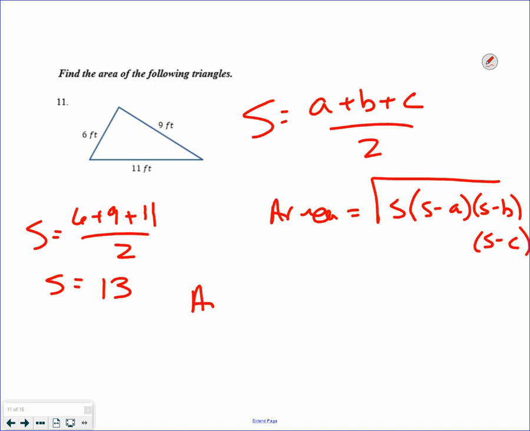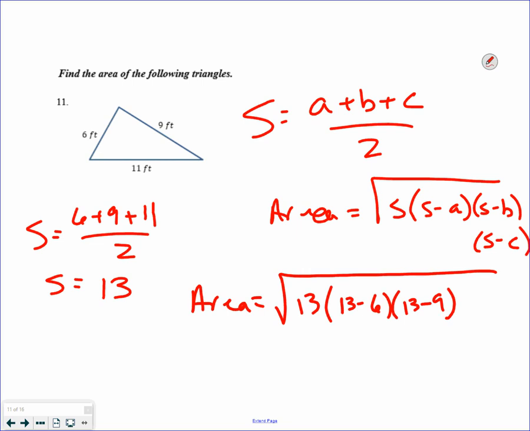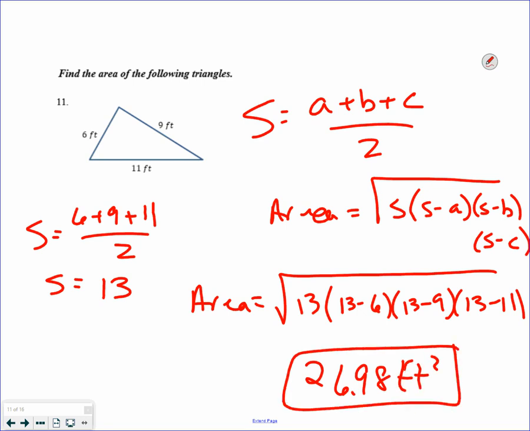So now, using a calculator to find the area, and I'll show my work here: S minus A, 13 minus 6, 13 minus 9, and 13 minus 11. And so taking that into account, you get 26.98, and it's in feet squared.